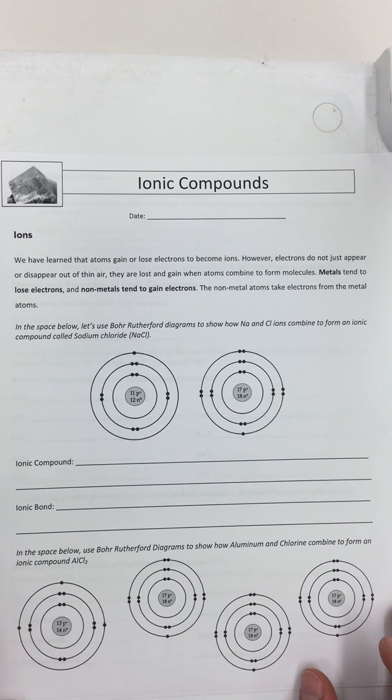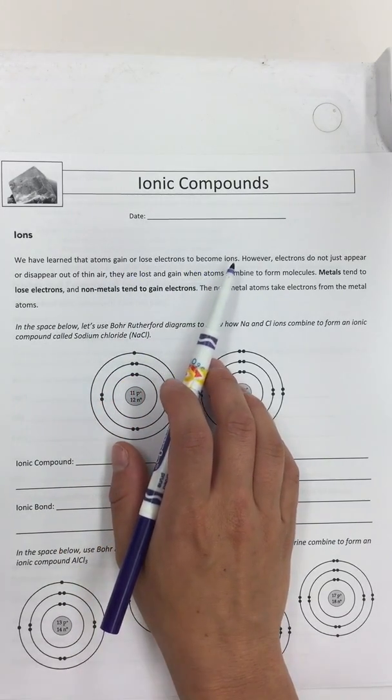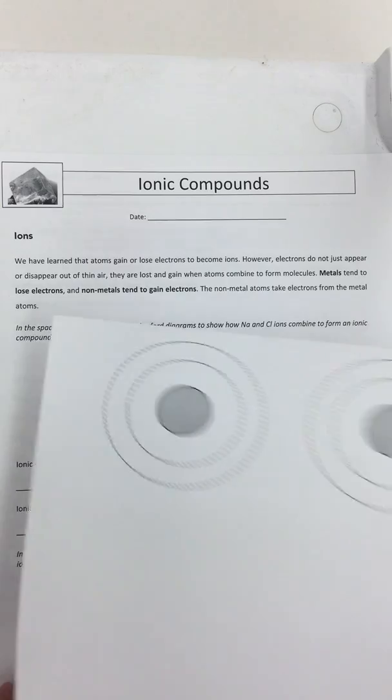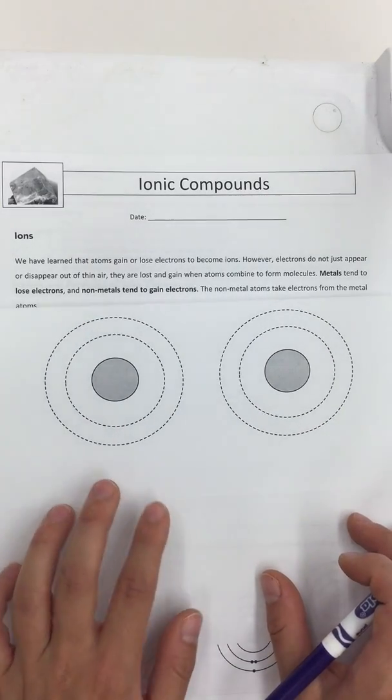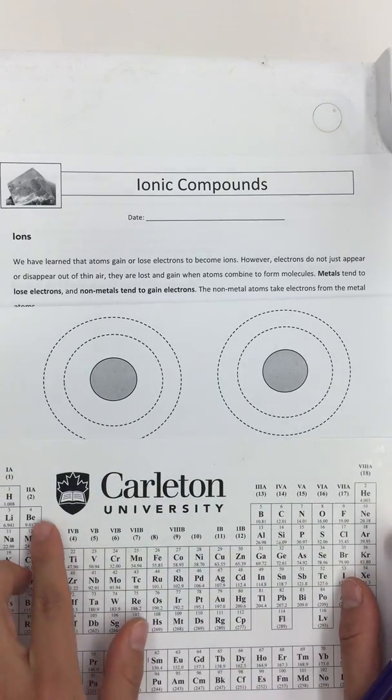Hi everyone, sorry I can't be in class with you today, but we're going to move right along and learn about ionic compounds. So, ions. We've learned that atoms gain or lose electrons to become ions. A quick review of this concept. I'm going to draw a Bohr diagram for the element beryllium. So let's get my periodic table.